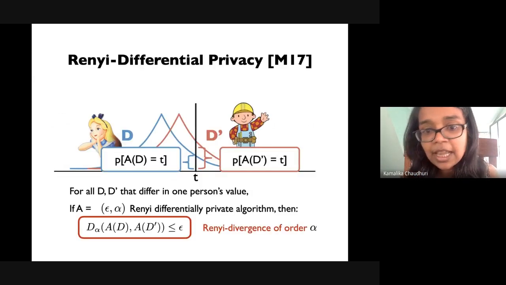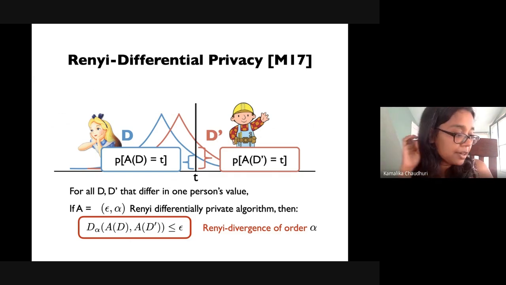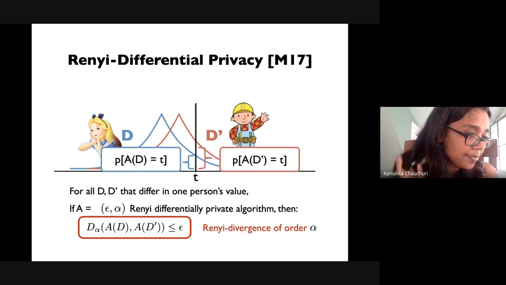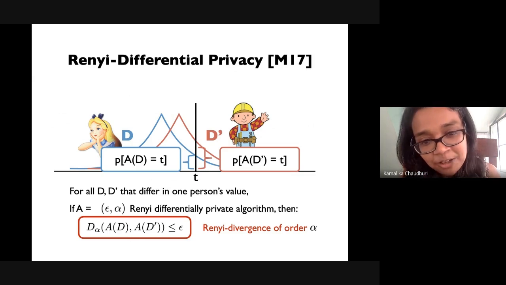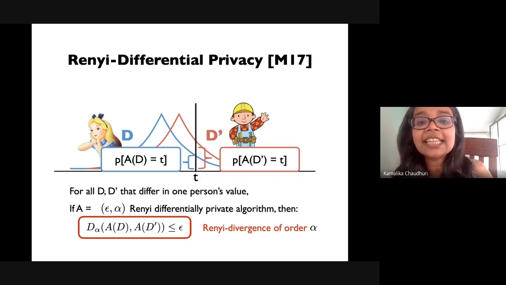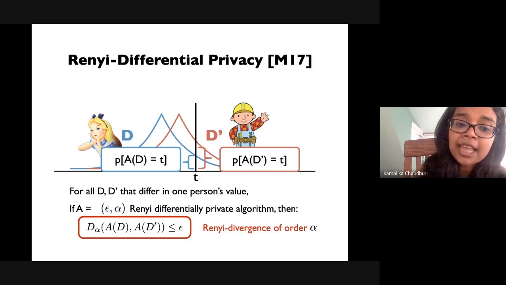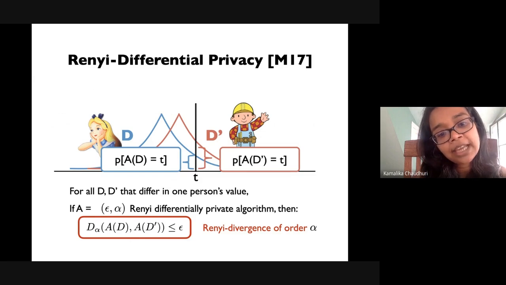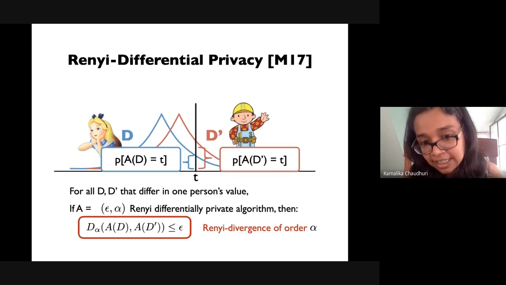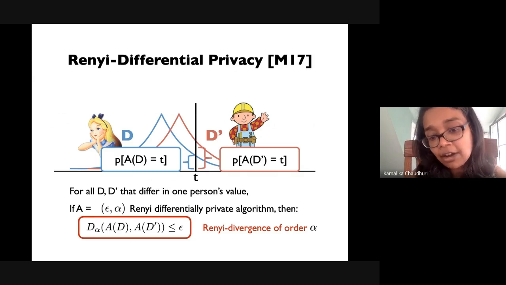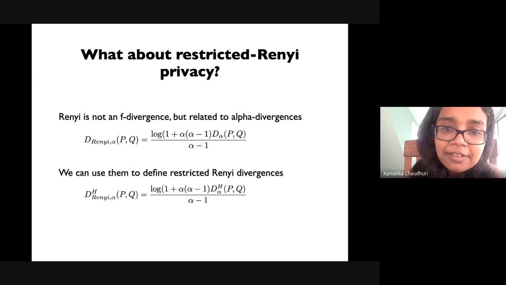What about Rényi? Well, a quick reminder of Rényi differential privacy. One of the relaxations of differential privacy, which I think has seen a lot of use, and which is very nice and clean, is Rényi differential privacy. The idea is that if A is an (epsilon, alpha) Rényi differentially private algorithm, then the Rényi divergence of order alpha between A of D and A of D prime is at most epsilon. That is the definition of Rényi differential privacy.